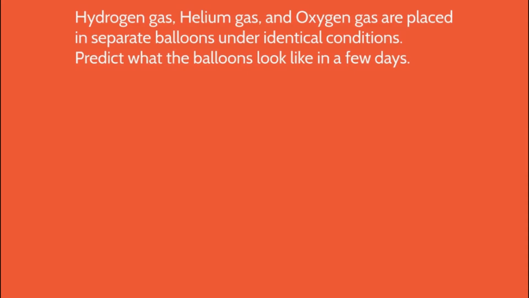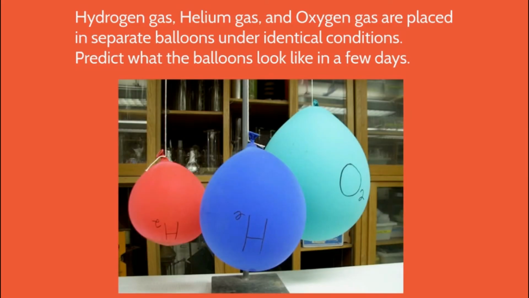So they're going to effuse. They're going to leak. But now, are they all going to be the same size or are they all going to be different? No, because they all have different masses. All right, so what would happen is this. This is helium, that's hydrogen, and that's oxygen. Explain to me why they're all different sizes.